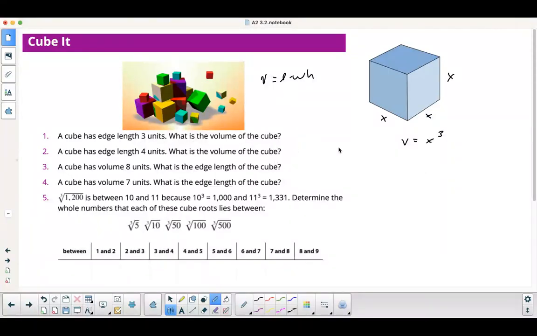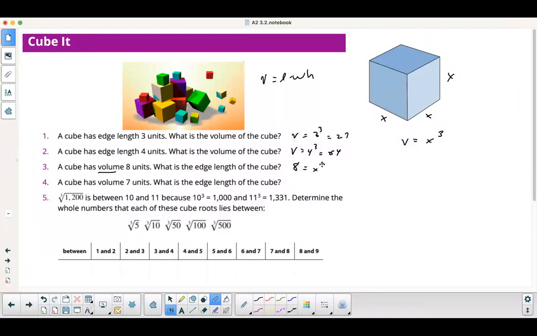So a cube has an edge of 3 units. What's the volume? 3 cubed, which would be 27. 4 units. So same thing, cube the 4, and you get 64. 8 units. Oh, this time we're going backwards. The volume is 8. So I'm plugging in 8 for V.